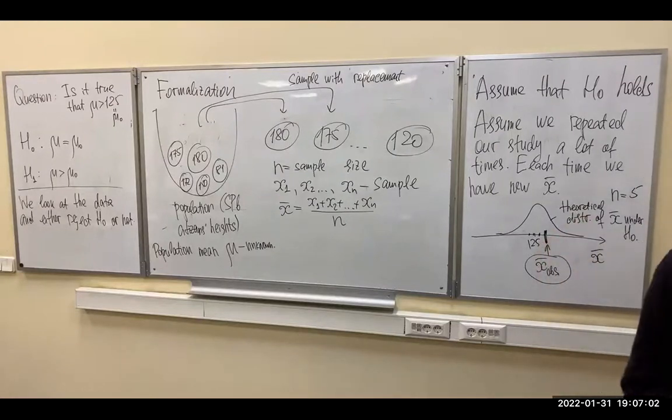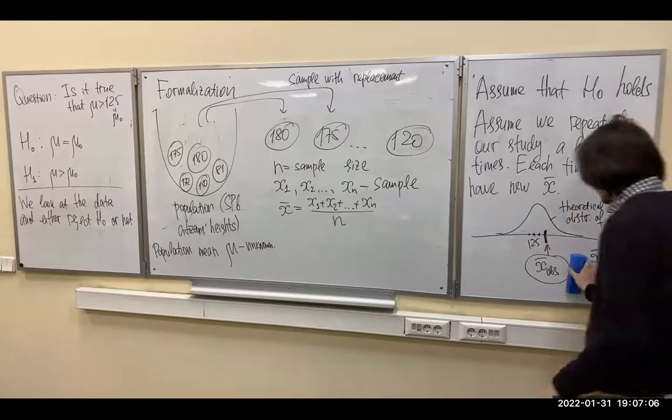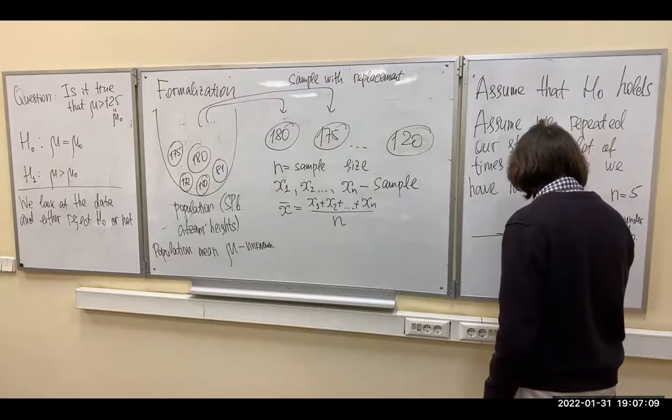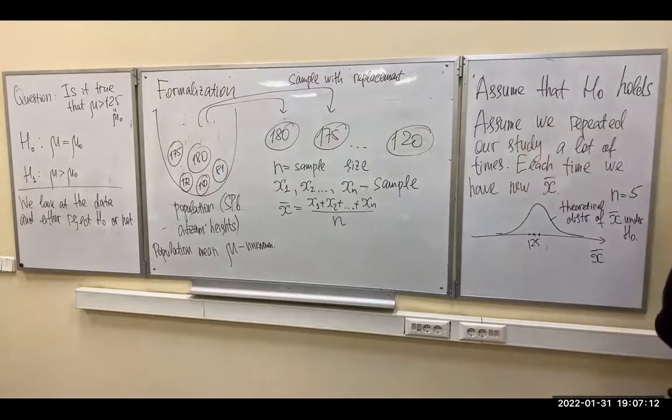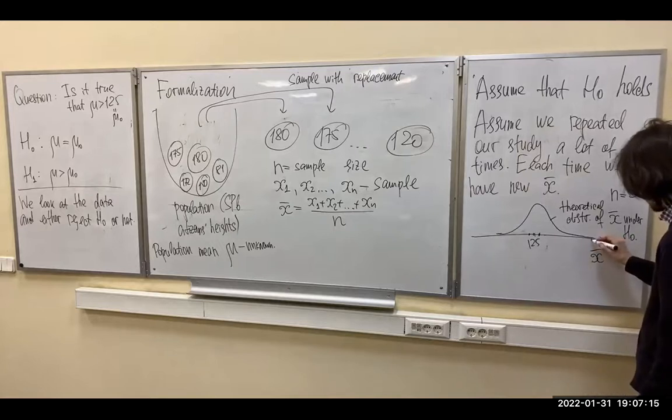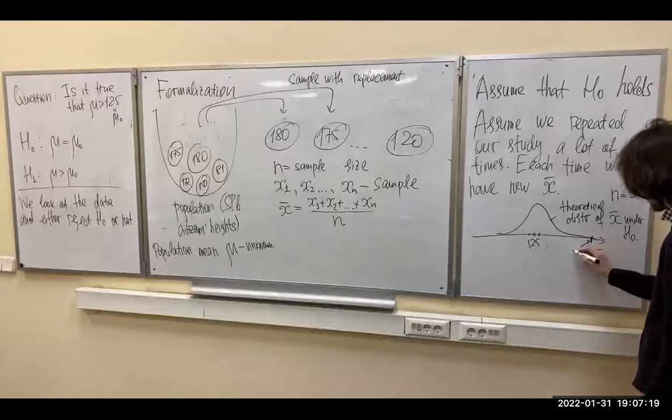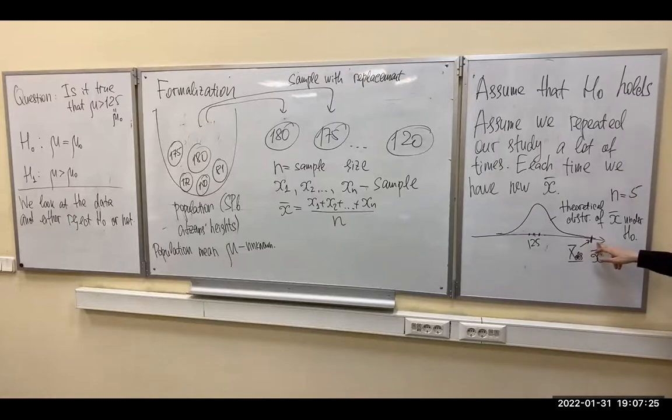But let us assume for a moment that I get not this x observed, but this x bar observed. What do you think in this case? It is more likely to be something pointing to hypothesis one, because it is beyond our distribution. Yeah, basically the idea is the following.